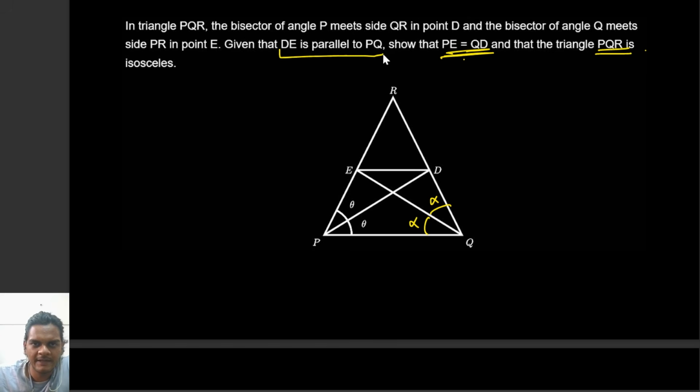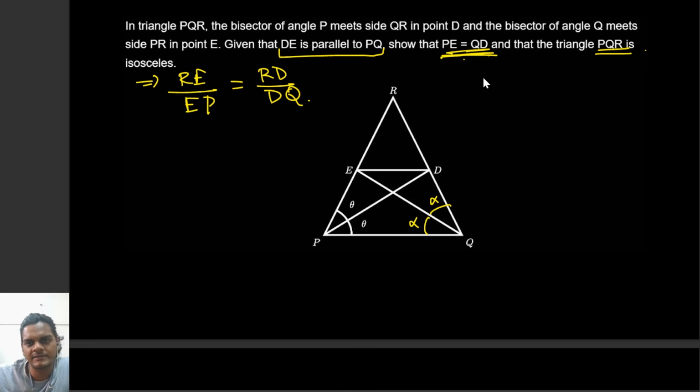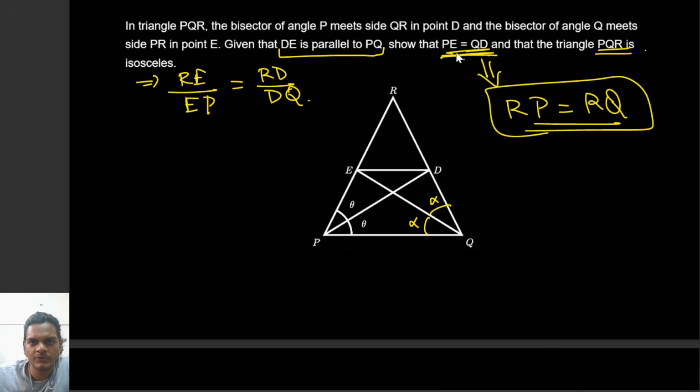If this is shown, this is obvious, right? Because DE is parallel, what does this imply? RE by EP is equal to RD by DQ, right? So if EP is equal to DQ, that means RE is equal to RD. So basically, this will directly imply that RP is equal to RQ, right? So it is enough to show that PE is equal to QD.